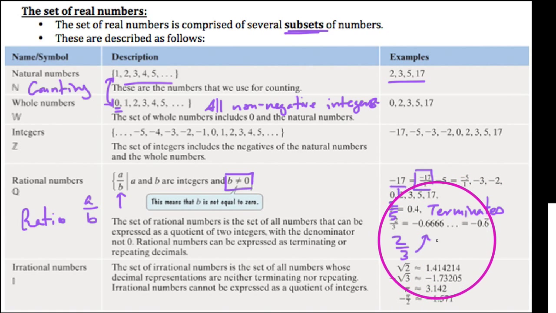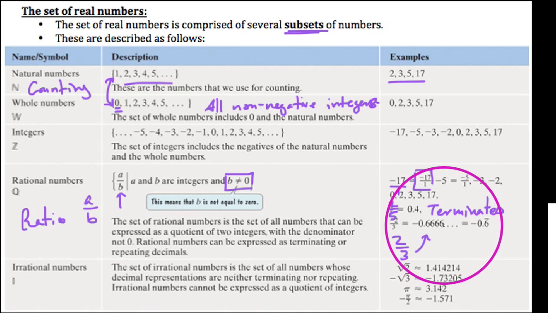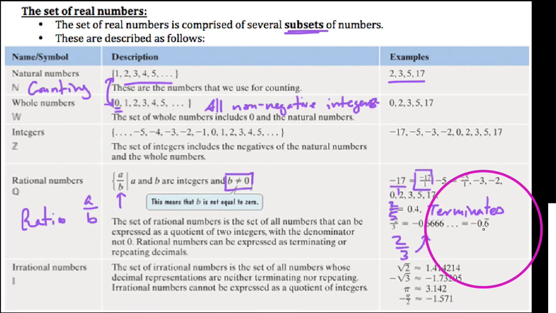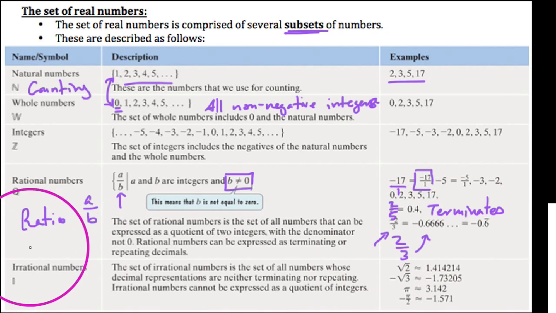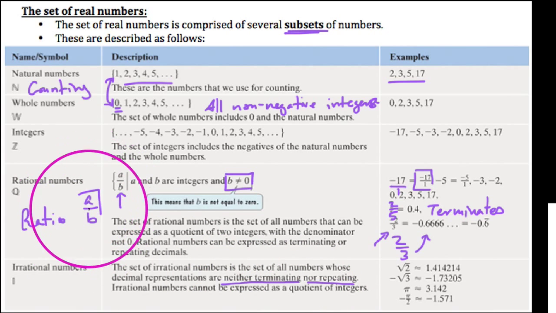So if it repeats itself and it maintains that pattern for good, like 0.6666666, the idea here is that it's considered to be rational as well because I could write this as a ratio. And last but not least, we say it's either rational or it's irrational, but we say an irrational number is a set of all numbers whose decimal representations are neither terminating, they can't terminate, nor do they repeat, okay? So irrational numbers can't be expressed as a ratio. I can't do it this way.